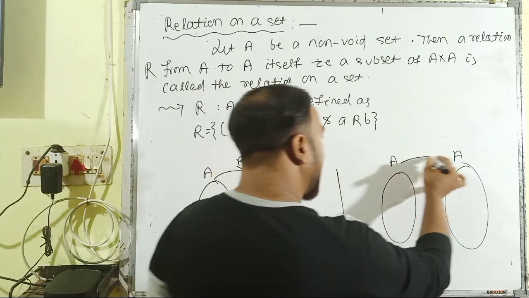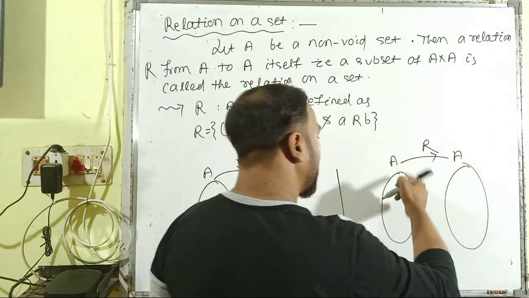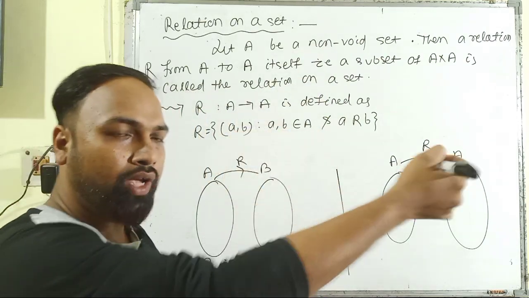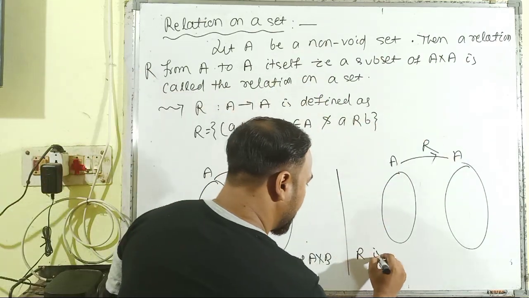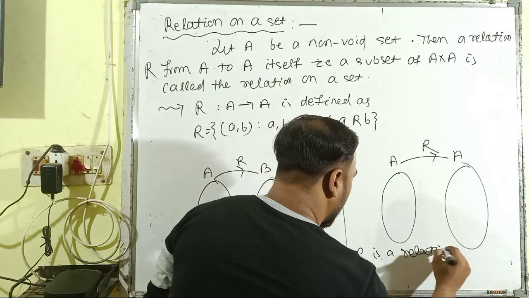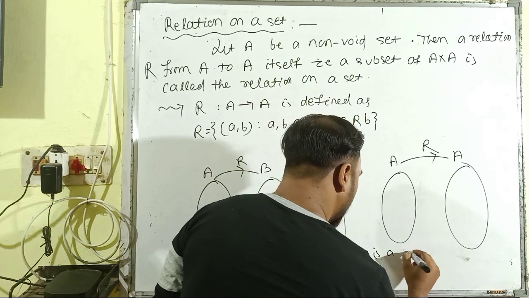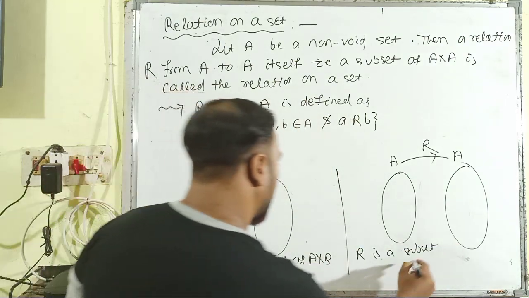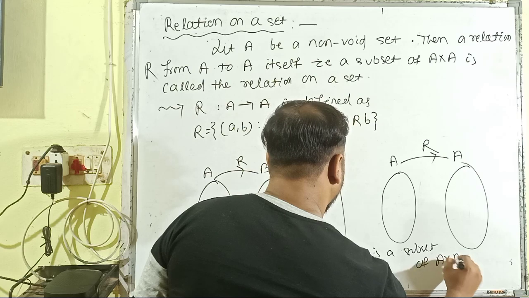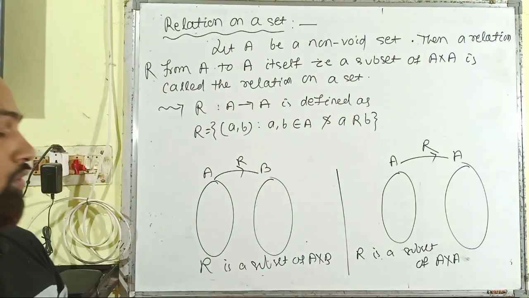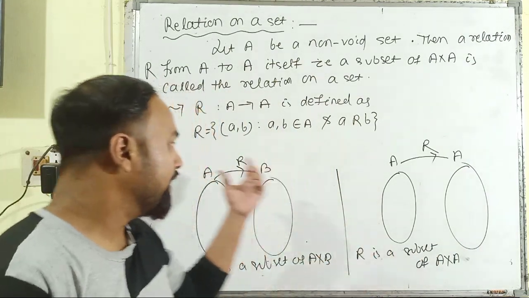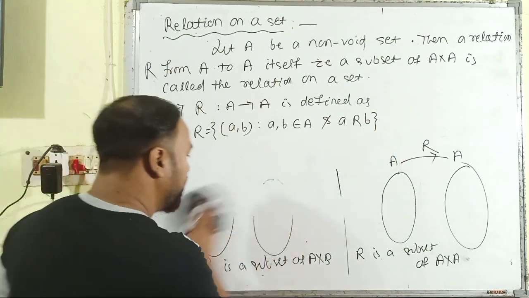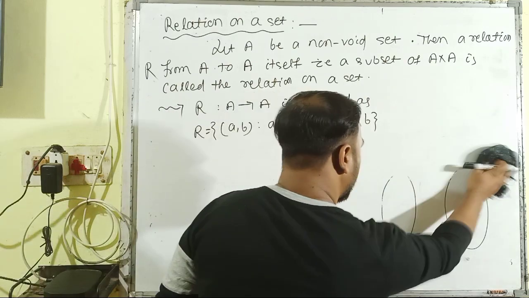And we have to determine the relation between A with itself, from A to A. So here R is a subset of A cross A. So this is just the difference between a relation between two sets and a relation on a set. Okay, let us discuss it.